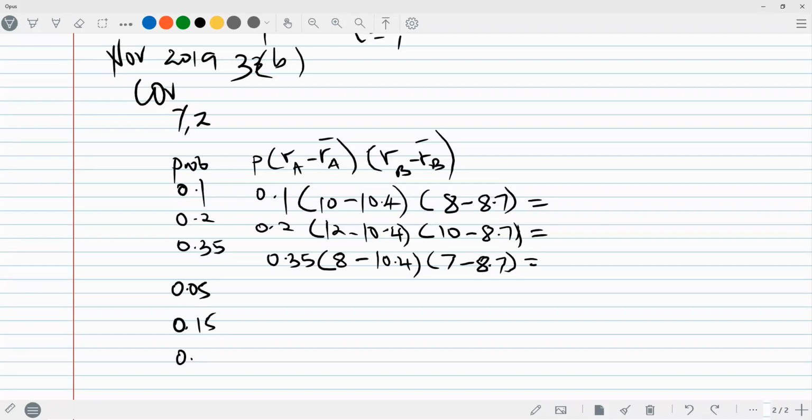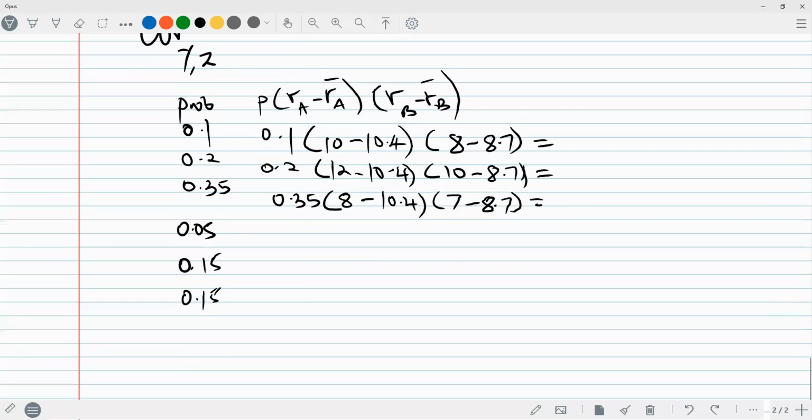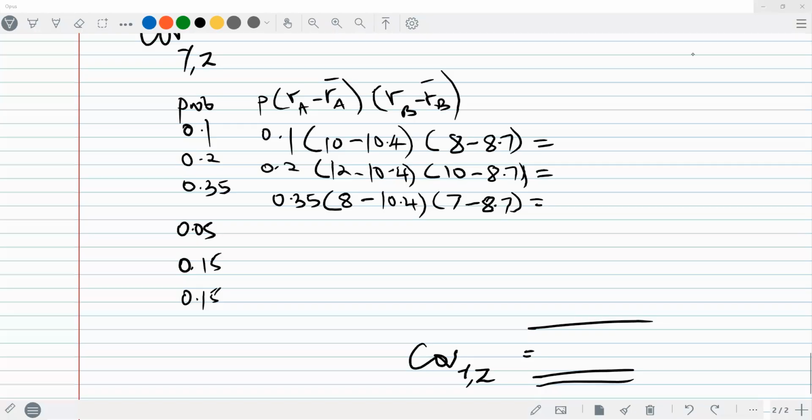0.15, and you get the sum here. The sum will give us the covariance of the return of Y towards Z. And what do you get? We're calculating. $4.02 percent squared. Okay, someone to collect the answer.